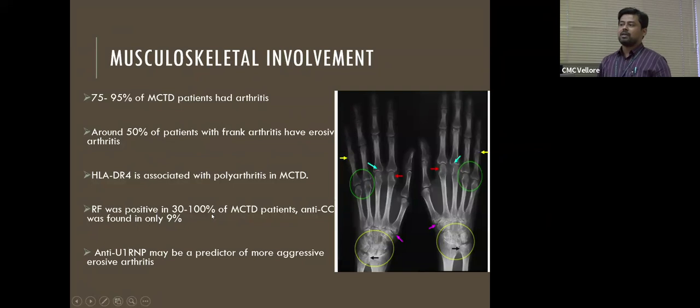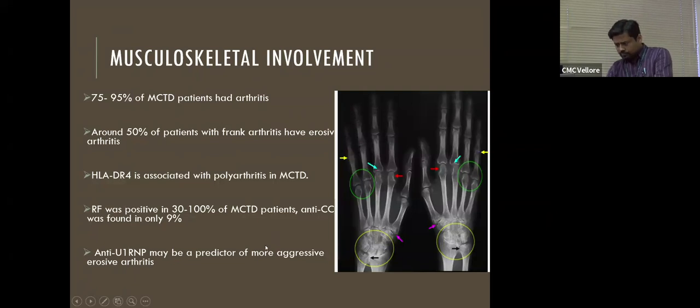Although rheumatoid factor may be positive, you should not call these patients rheumatoid arthritis, even though they may have high titer positive RF. Anti-CCP is, however, lower, with only 9%. Even if anti-CCP is positive, if they have esophageal dilatation, Raynaud's phenomena, or ILD, they should not be considered RA, but rather MCTD.